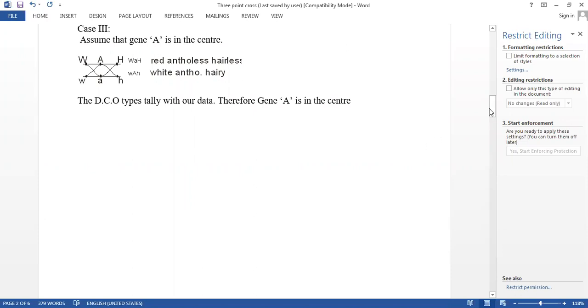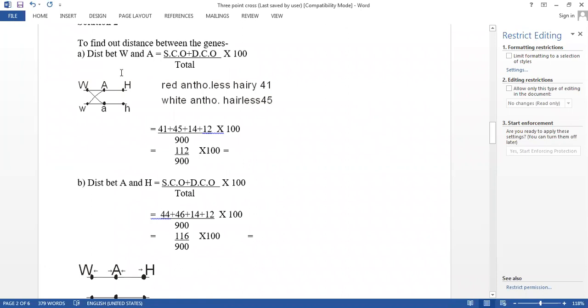See, first the solution to A. Distance between W and A. For that, what do you have to find out? You have to find out SCO between W and A. DCO you of course know. So how to find out SCO? See here. The cross is between W and A. This is a single crossover. See here, single crossover between W and A. See how we have shown it.